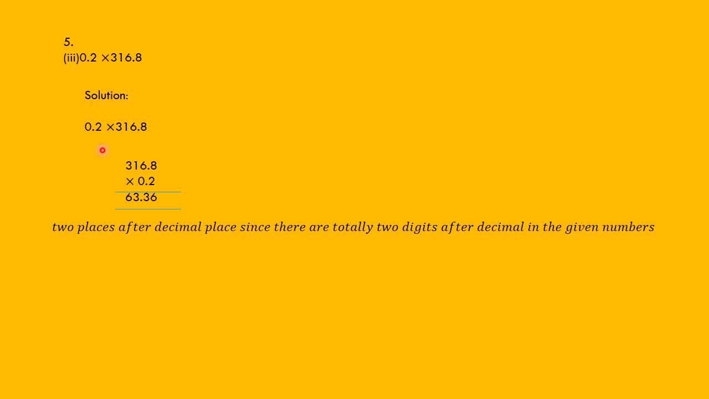Now where we have to keep the decimal place? See, the first number has 1 digit after the decimal. The second number also has 1 digit after the decimal. So totally there are 2 digits after the decimal. So what we have to do? We will leave 2 places to the right and put a decimal point. Okay.